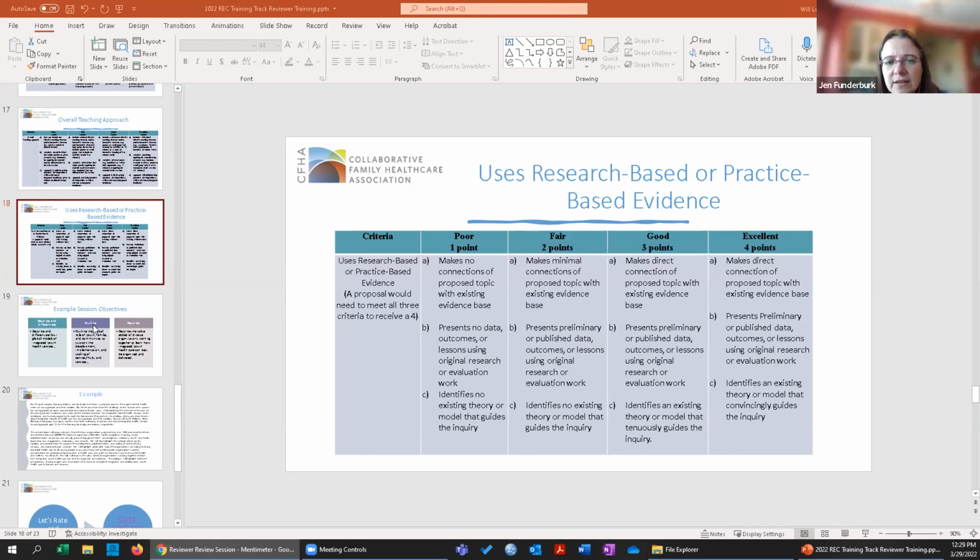And the intention in the excellent category is that they are making the link with either the approach being evidence-based, or that there's some evidence driving the decisions or the things that they're sharing with the group.